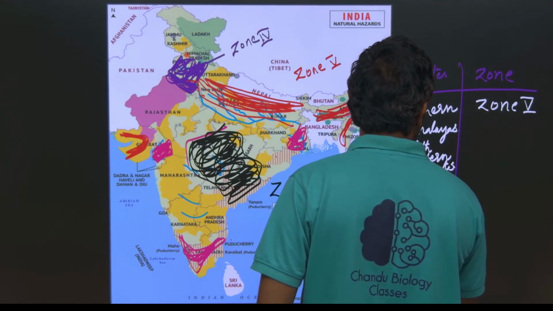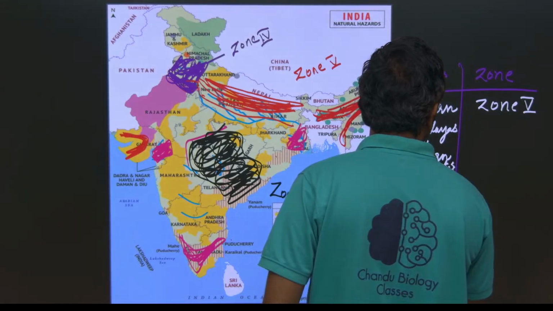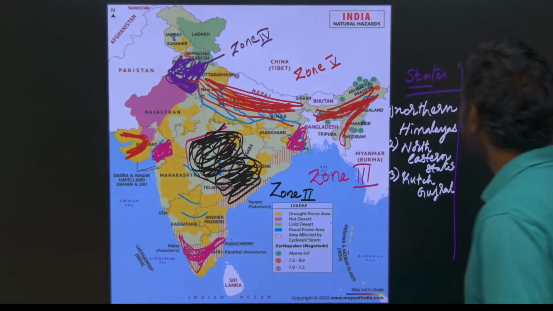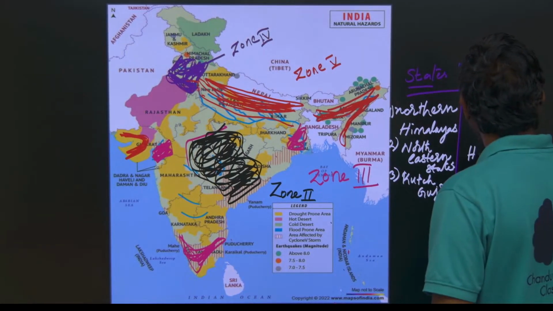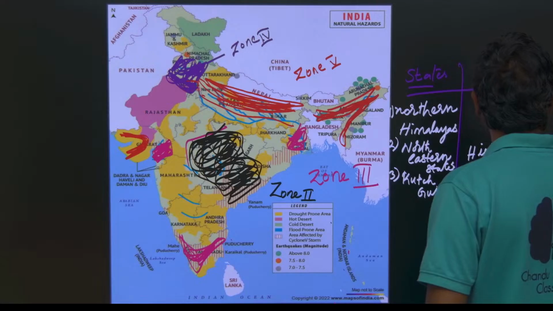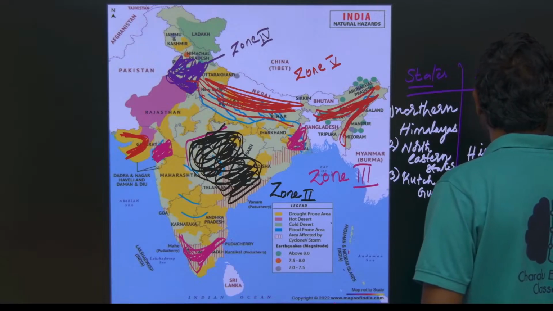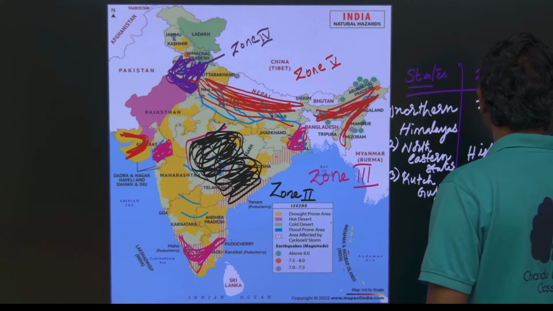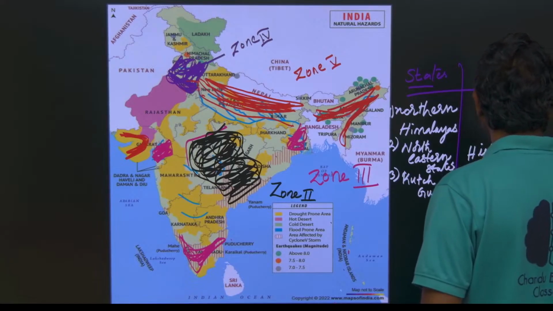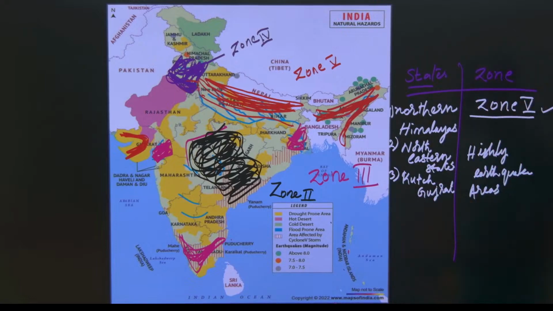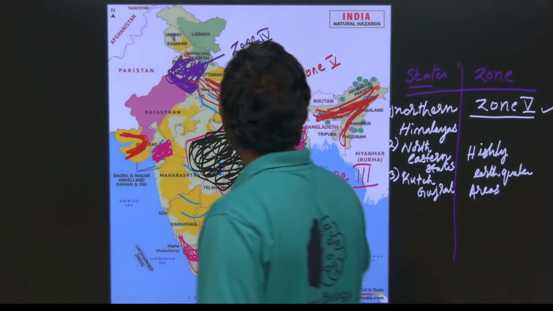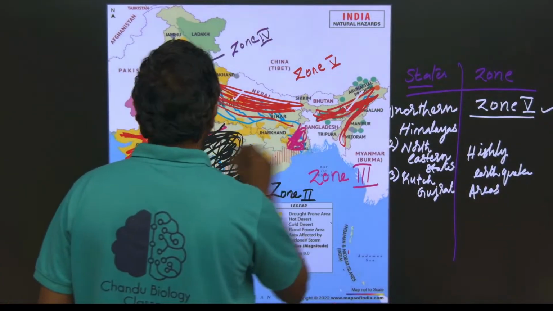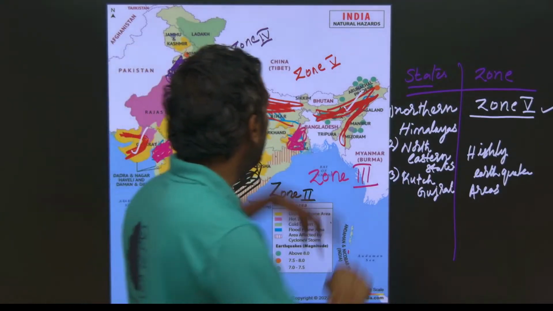Kutch, Gujarat. These areas are highly earthquake areas. Zone 5 comes under zone 5. Highly earthquake areas are what? North Himalayas, eastern states and Gujarat Kutch. Zone 5.